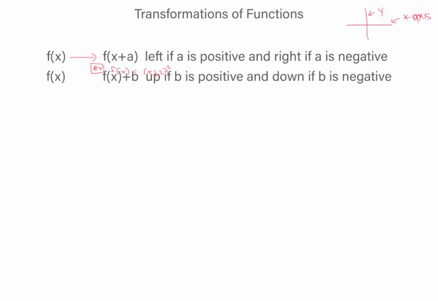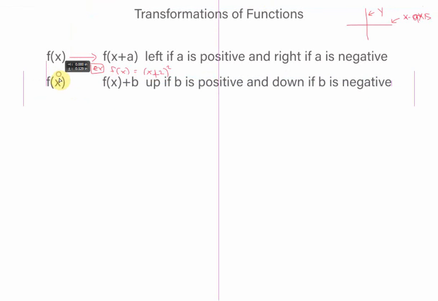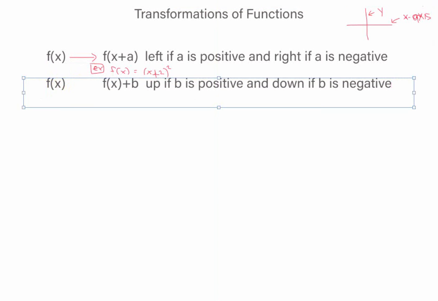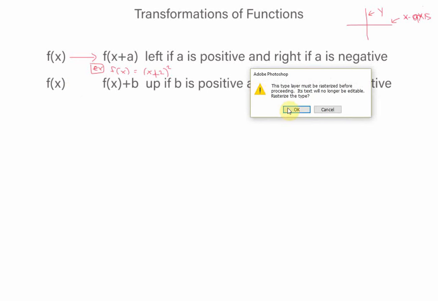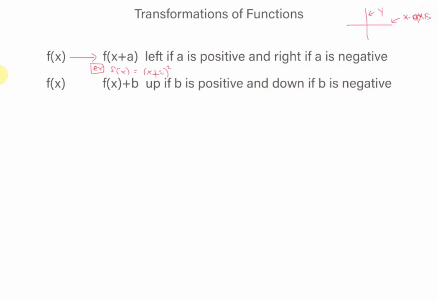Okay, the next thing that we're going to be dealing with is moving up and down, right? If we have a function, and we add or subtract something, the positive will move it up and negative will move it down. So this one is more what we think of, what you actually would anticipate would happen, because positive sounds like up, right?